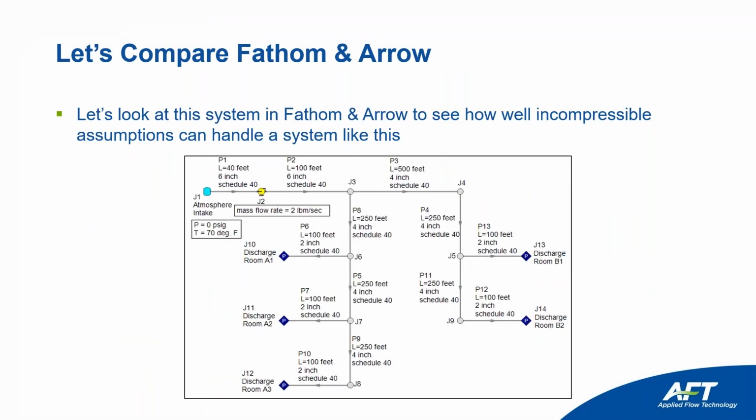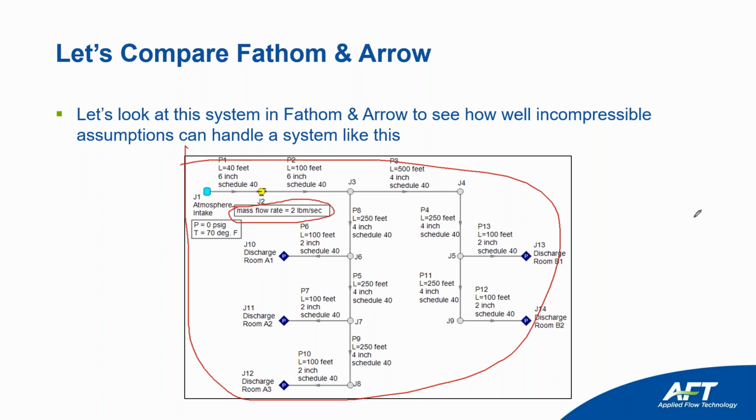Now, I'm going to go ahead and jump into the software at this point, and what I want to do today is a comparison using both Fathom and Arrow. So this is the standard example from the examples help file that I showed in the previous slide here. However, I have slightly modified it. The mass flow rate here, I'm just using a very simple mass flow rate of 2 pounds per second.